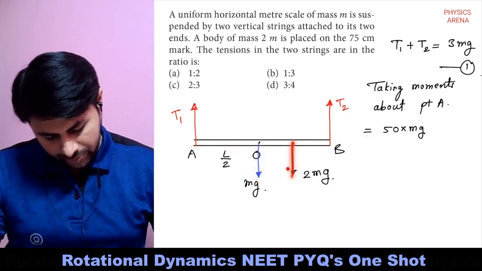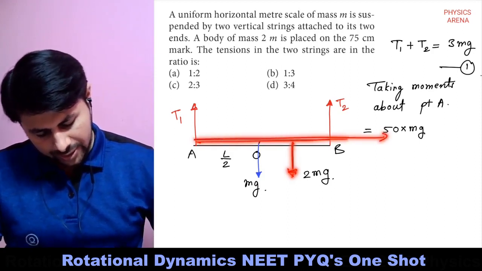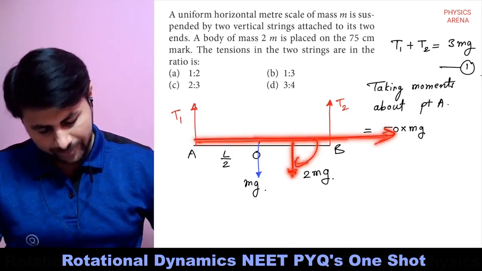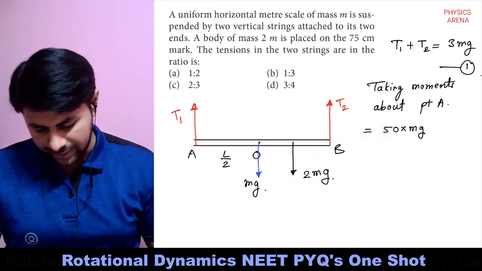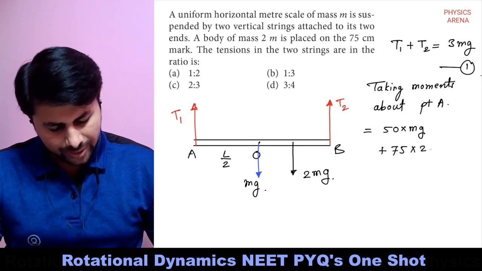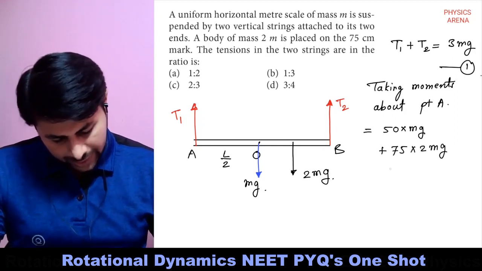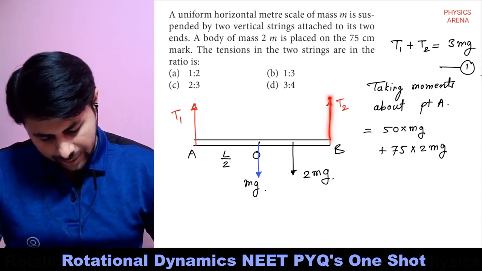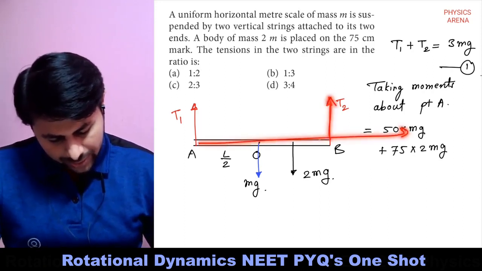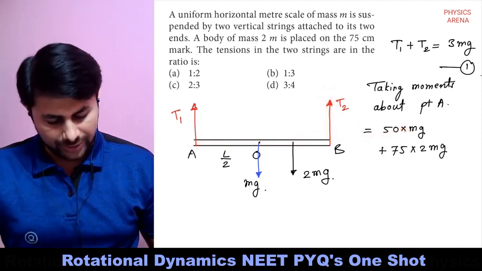Okay, this force is also downwards. Its position vector is like this. So r cross f is also in clockwise sense. So plus 75 multiplied by 2 mg, right? And this force is upwards. So r cross f is in anti-clockwise sense.